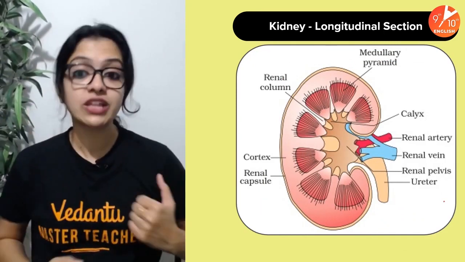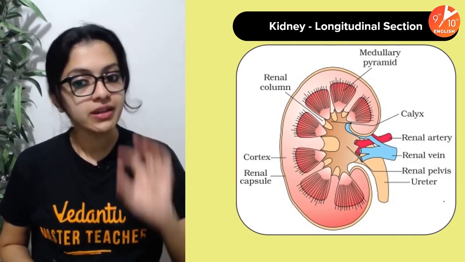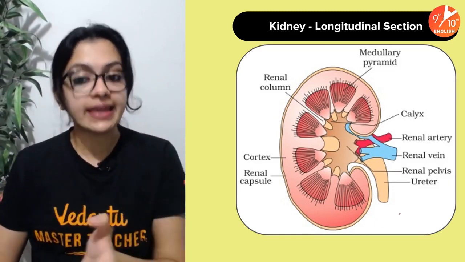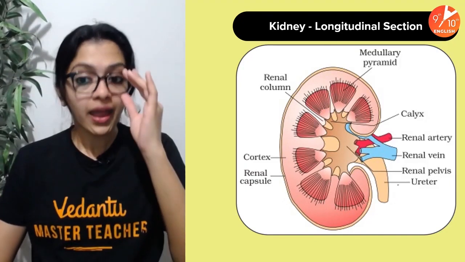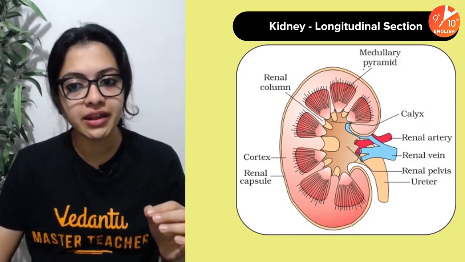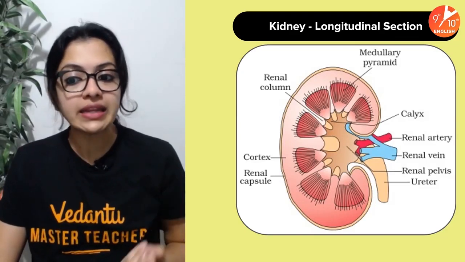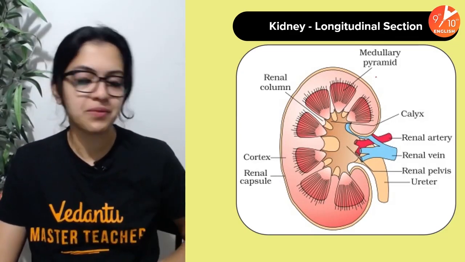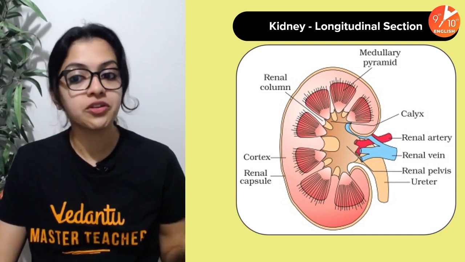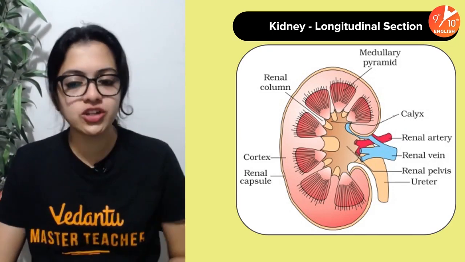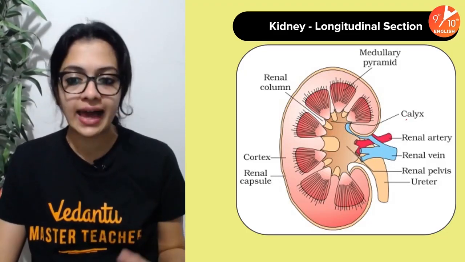Now, if you observe the longitudinal section of a kidney, children, this is what it looks like. It's got an outer cortex and an inner medullary region. And as you can see here, the medullary region is arranged in the form of pyramids. So we call them renal pyramids or medullary pyramids. And these regions are called renal columns. And this inner region is called the calyx, the renal calyx.